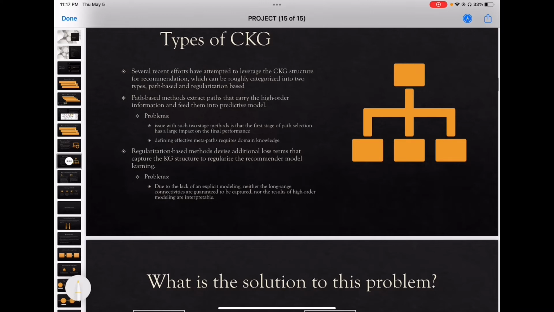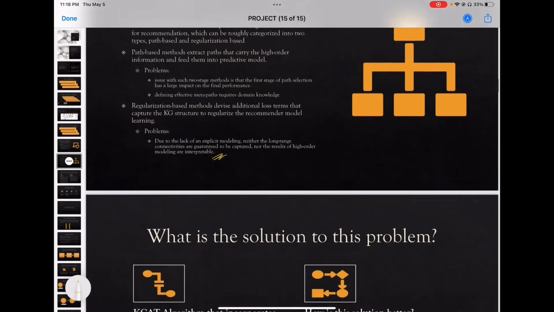So, regularization-based models devise an additional loss term that captures the knowledge graph to regularize the recommender model learning. Instead of directly plugging high-order relations into the model optimized for recommendation, these methods only encode them in an implicit manner. Due to the lack of explicit modeling, neither are the long-range connectivities guaranteed to be captured, nor are the results of higher-order modeling interpretable.